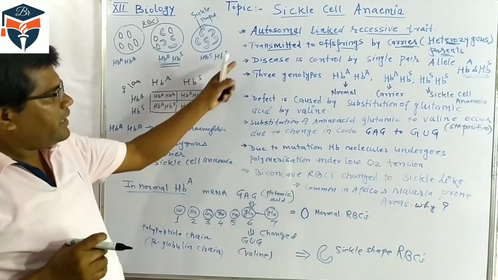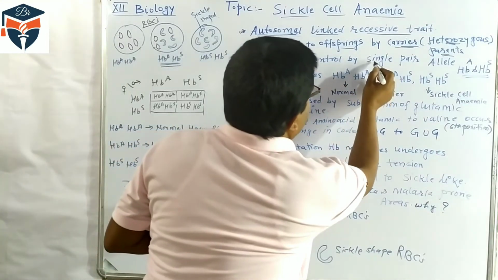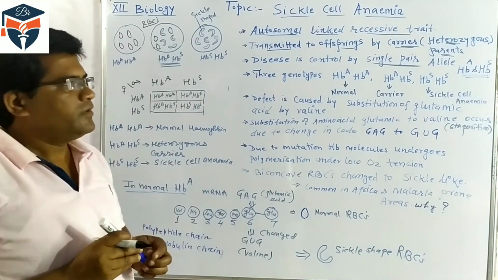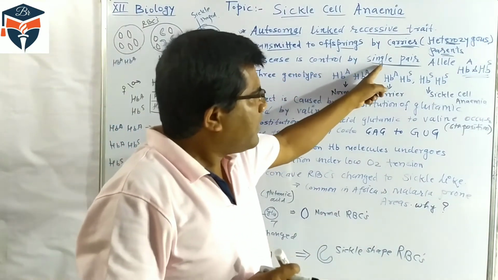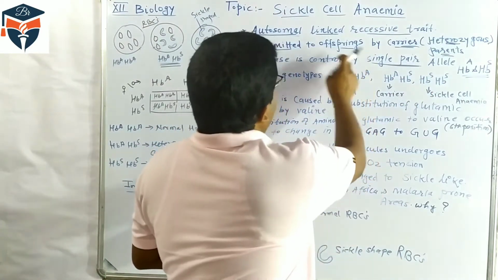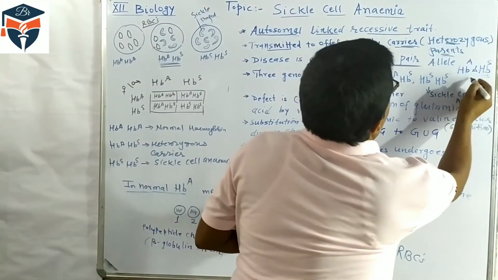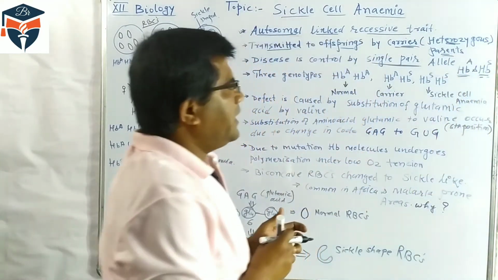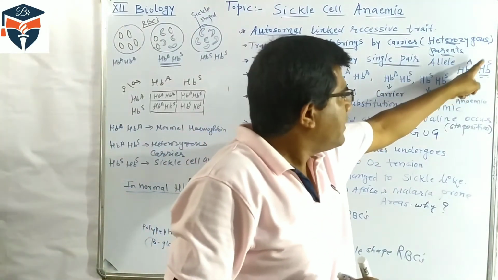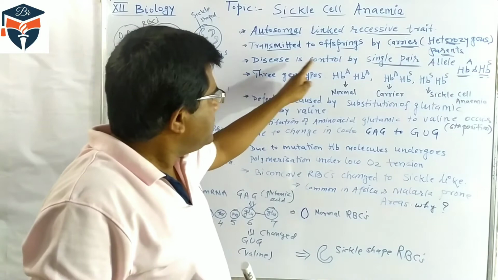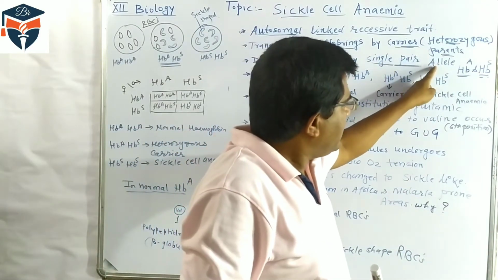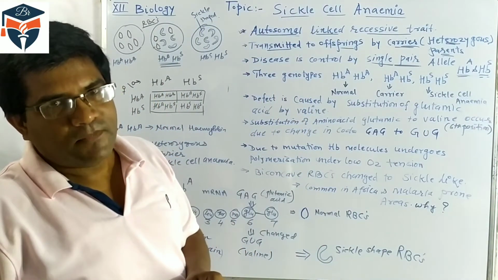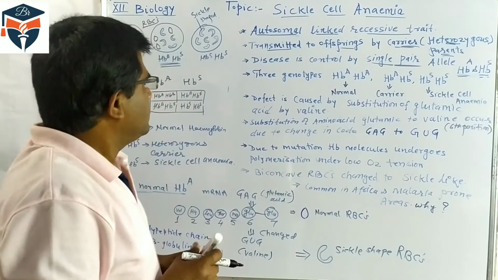Third, sickle cell anemia is controlled by a single pair of alleles. It means a single pair of alleles controls the disorder. What is this single pair of alleles? Hemoglobin A allele and hemoglobin S allele, so HbA and HbS. Both alleles control the disease.